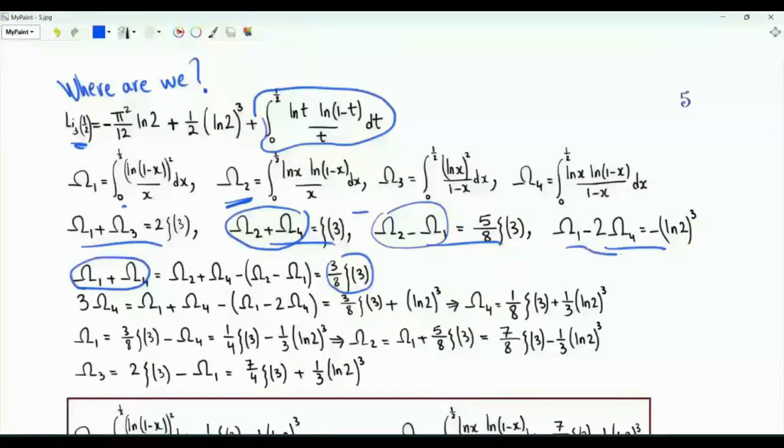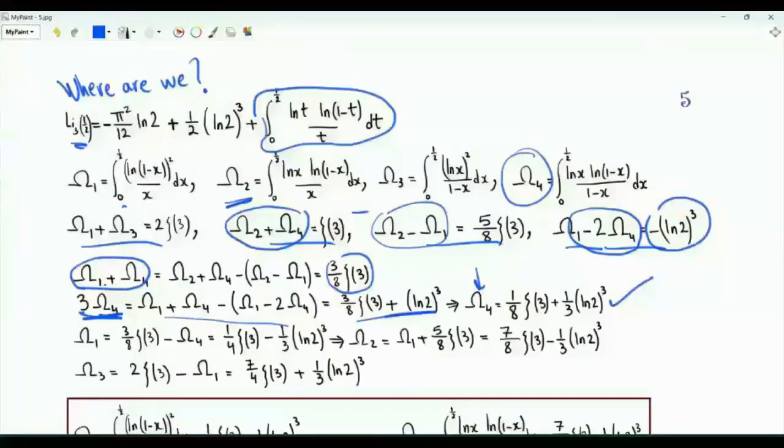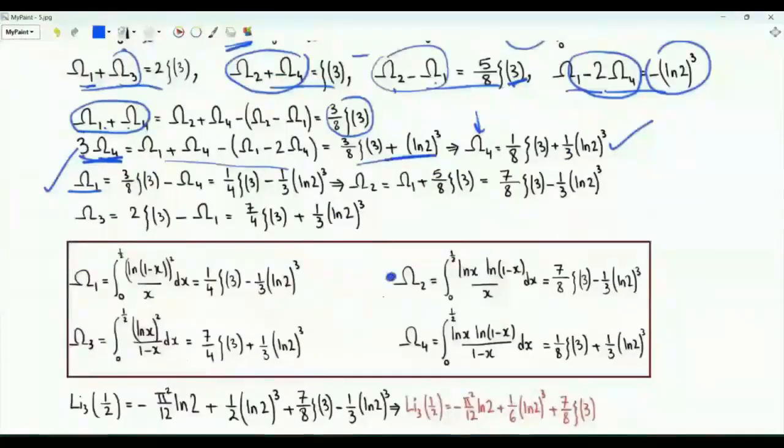Omega 1 plus omega 4 minus omega 1 minus 2 omega 4. This is 3 times omega 4 equal to 3 zeta 3 over 8 minus this result here. Divide both sides by 3. Now we know what omega 4 is. We know the sum of omega 1 and omega 4. So omega 1 is obtained. Omega 2 is omega 1 plus 5/8 of zeta of 3. Lastly, omega 3 is 2 zeta of 3 minus omega 1. These are the 4 integrals, and this is the one that we need. Now we have the value for the trilogarithm of 1/2.